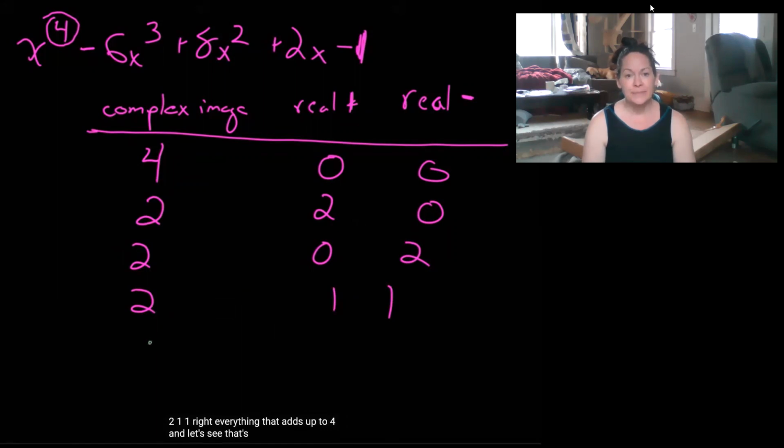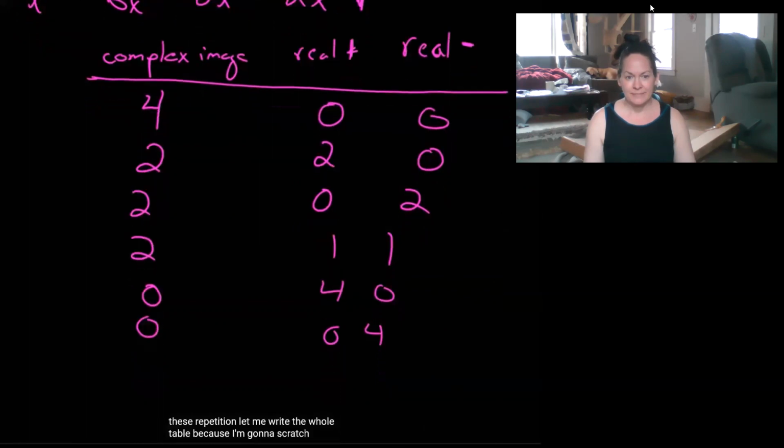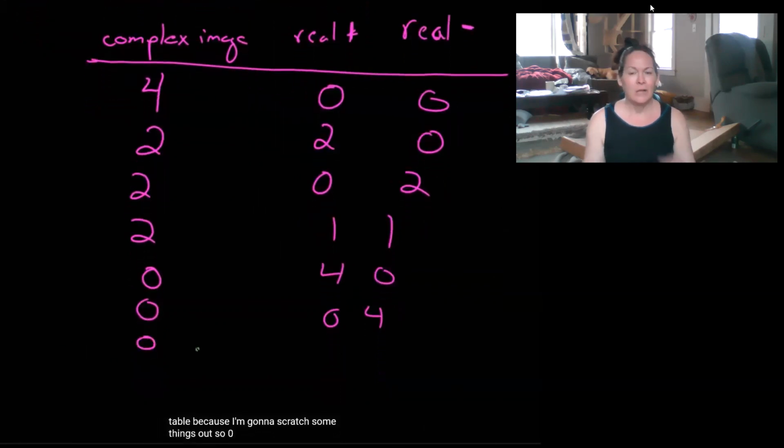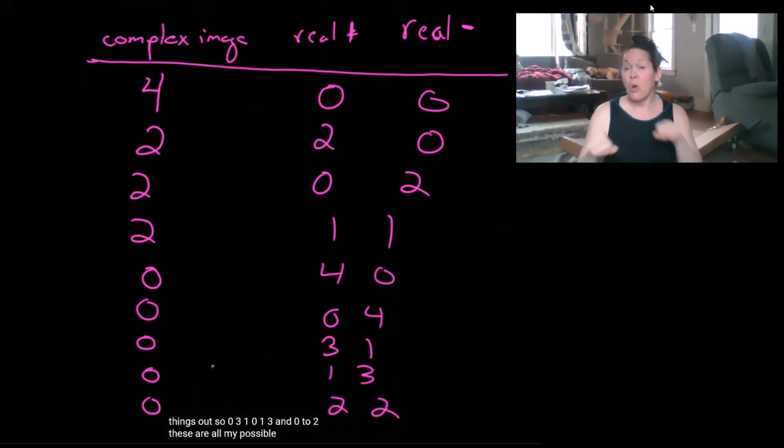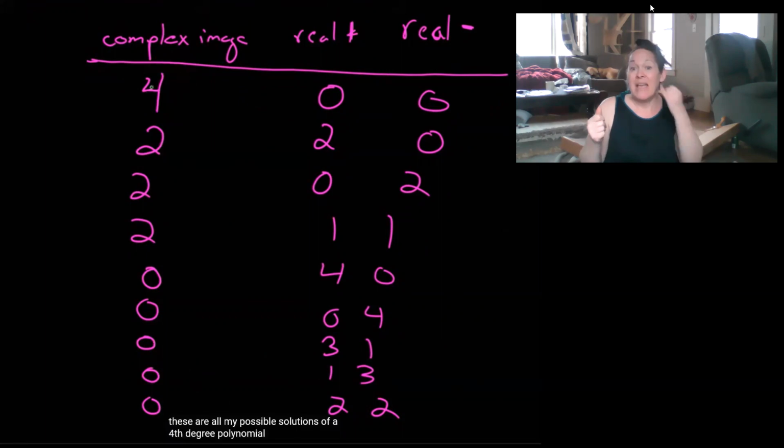And let's see. That's those 0, 4, 0, 0, 0, 4, and so on and so on, right? I do these repetitions. Well, let me write the whole table because I'm going to scratch some things out. So 0, 3, 1, 0, 1, 3, and 0, 2, 2. These are all my possible solutions of a 4th degree polynomial.